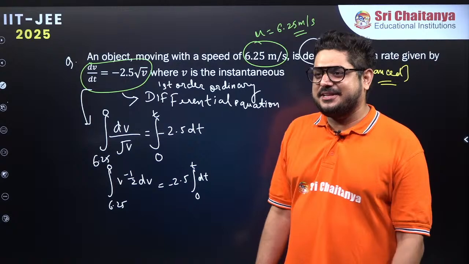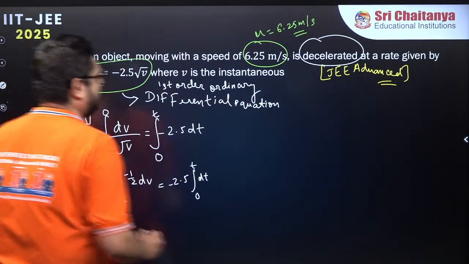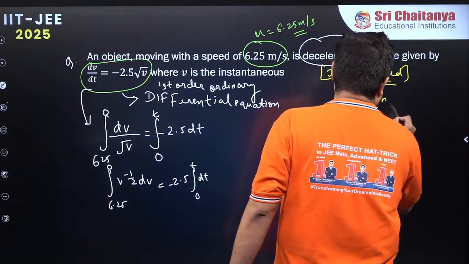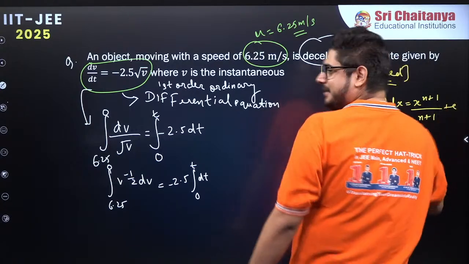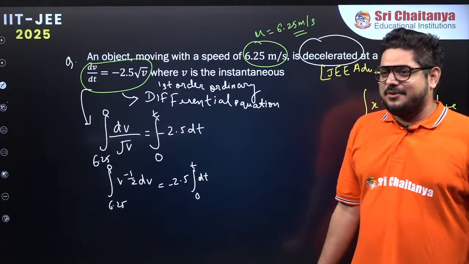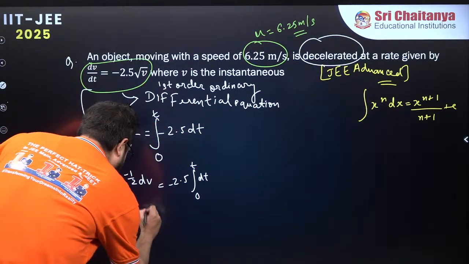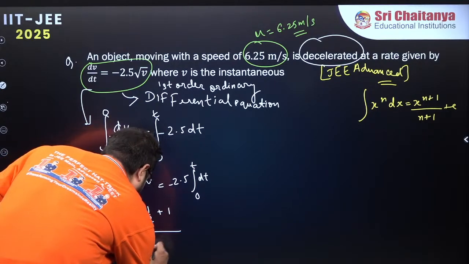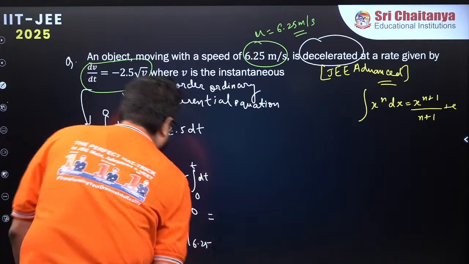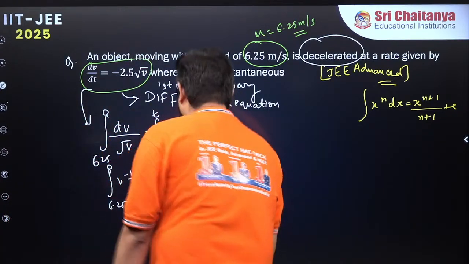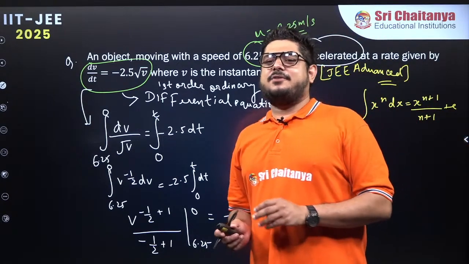So what needs to be done over there? It's going to be equivalent to, which formula are we supposed to use? X to the power n dx is equal to x to the power n plus 1 by n plus 1 plus c, isn't it? So now what are we going to get? This becomes v to the power minus half plus 1 by minus of half plus 1, the limits 6.25 to 0. Over there it's going to be minus of 2.5. What is going to be integral of dt over there?